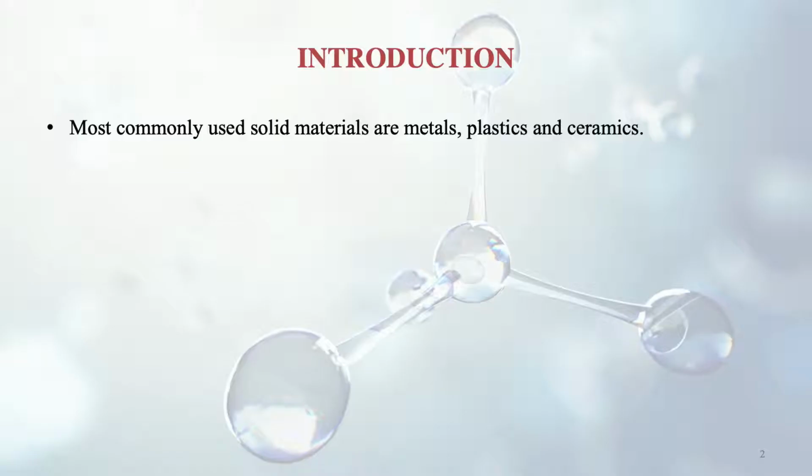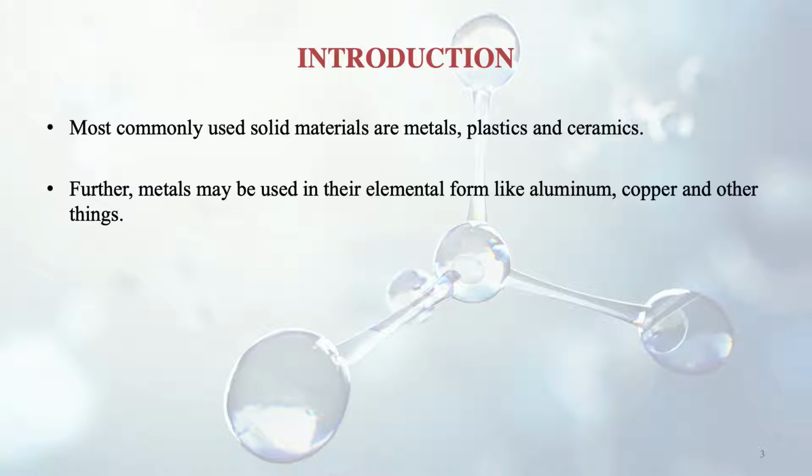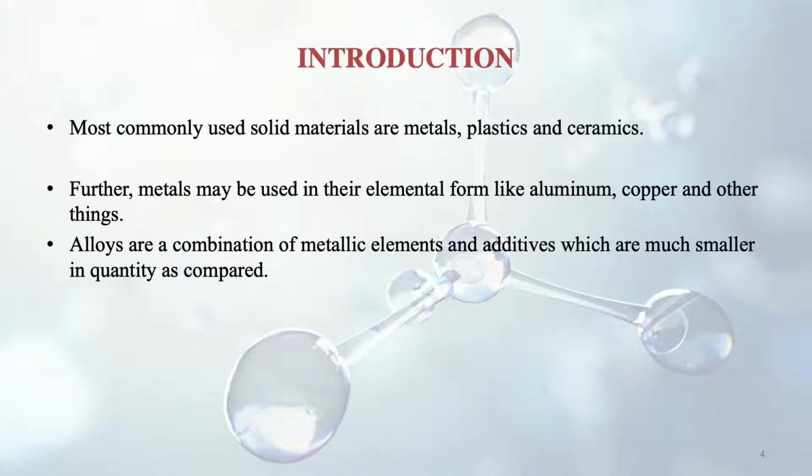So we start now. We see in our lives that the most commonly used solid materials are metals, plastics and ceramics. Further, metals may be used in their elemental form like aluminium, copper and other things. Alloys are a combination of metallic elements and additives which are much smaller in quantity as compared. So we are talking about alloys now. And what are alloys? It's a combination of metallic elements, and there are certain additives also.